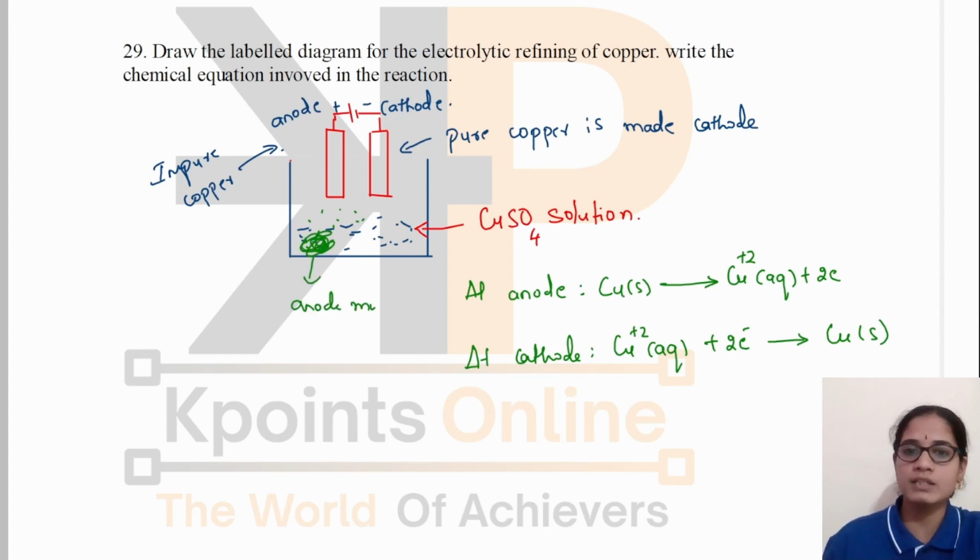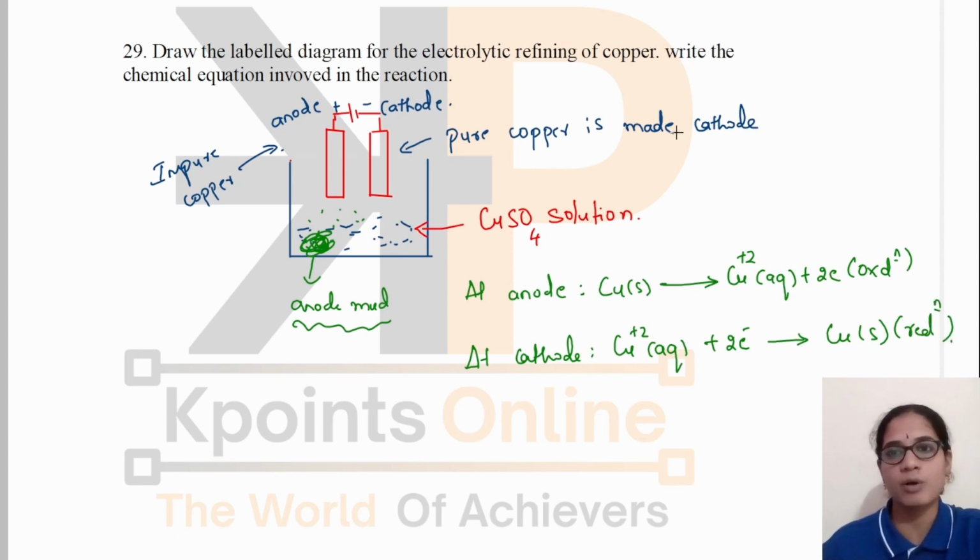What is anode mud? The insoluble impurities from the anode, the impurities which are insoluble, will settle down as anode mud. Okay, this is anode mud. And at anode, oxidation takes place, and at cathode, reduction occurs. This is how the electrolytic refining of copper is done.